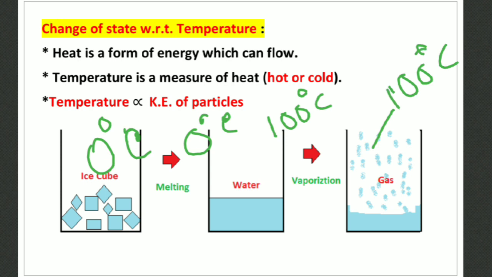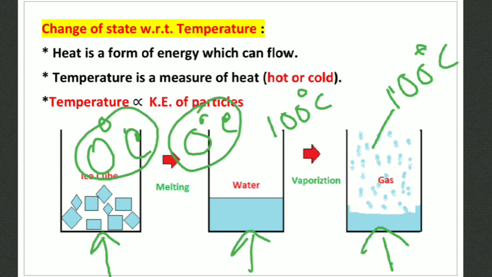That means when we provide this first heat, it converted from solid state to liquid state, but the temperature is similar, that is 0 degrees Celsius. And again, when you give heat to the middle one, the water will gain temperature from 0 degrees Celsius to 100 degrees Celsius. And when you heat this 100 degrees Celsius water, it will convert into vapor state or gaseous state.